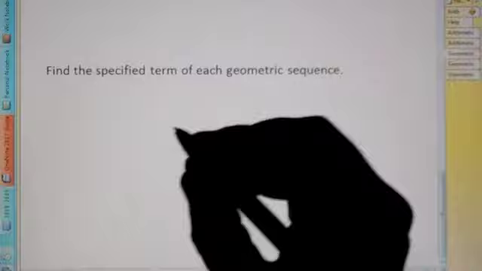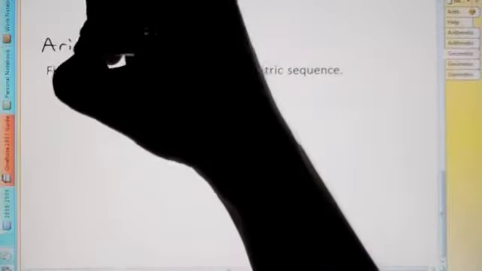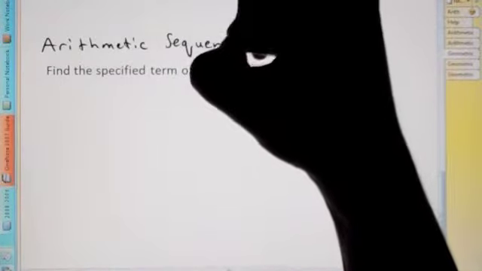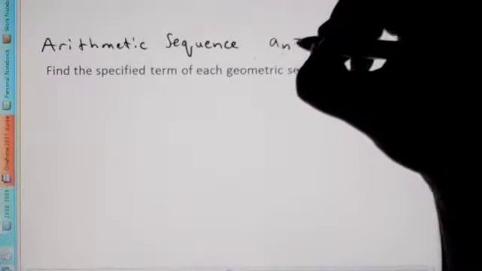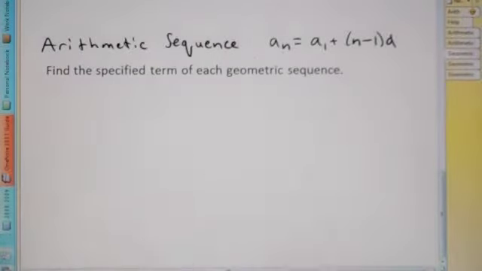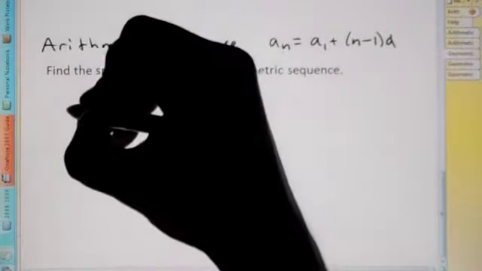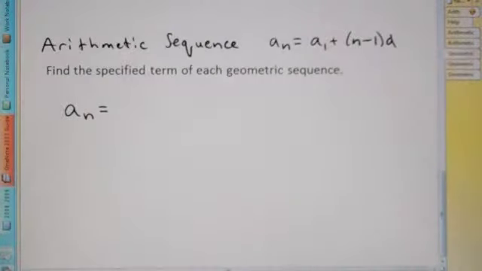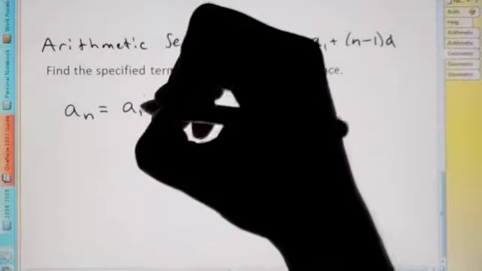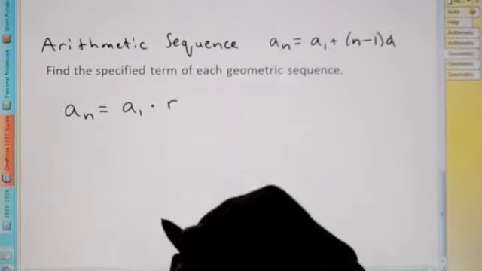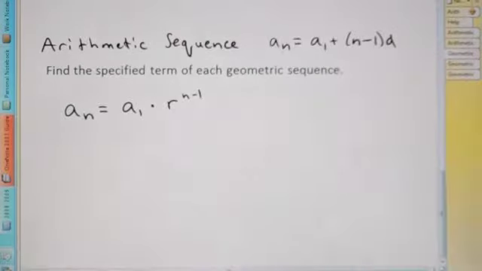Okay? Now when we were dealing with arithmetic sequence, we had a sub n is equal to a sub 1 plus n minus 1 d. So that was arithmetic sequence. Now, for the geometric sequence, we have a different formula here. Obviously, there are different types of problems. So different formula. We have a sub n is equal to a sub 1 times r to the n minus 1. Okay? Where n minus 1 is the exponent of r.